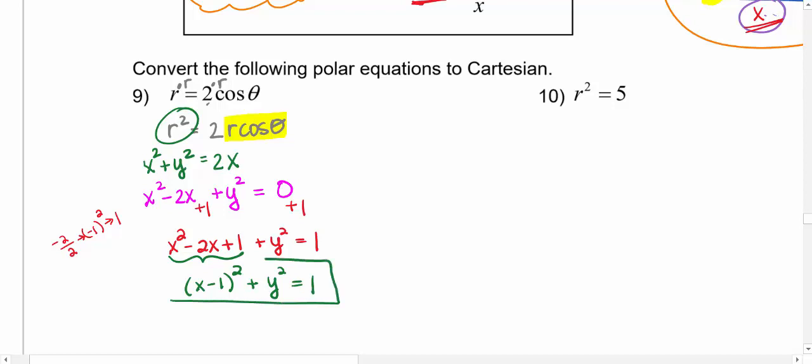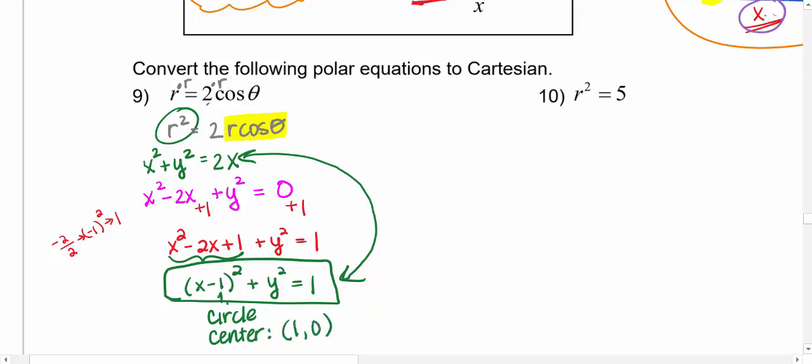I think this is a little bit more usable of a form. Both of these should be equivalent, but one is more helpful than the other, because this tells me it's a circle with center (1, 0), because the 1 is a shift to the right 1. There's no shift in y. And then it has a radius of 1. And that's exactly what we saw when we graphed this before as well.